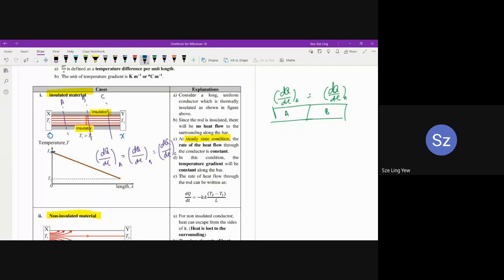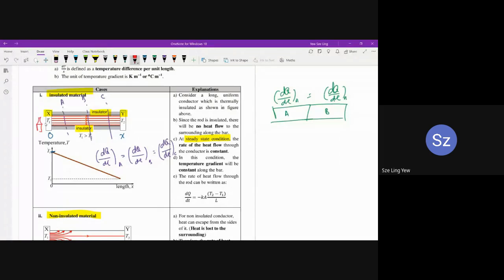Why? Because you put a fire here. This is the end that you put close to the fire, where you place the fire beside it. Therefore your initial position starts from the highest temperature. As it gets further away from x, towards y, the temperature decreases, because the heat just starts to flow from T1 towards T2, from x towards y. So the temperature is decreasing as it gets further away from the fire.